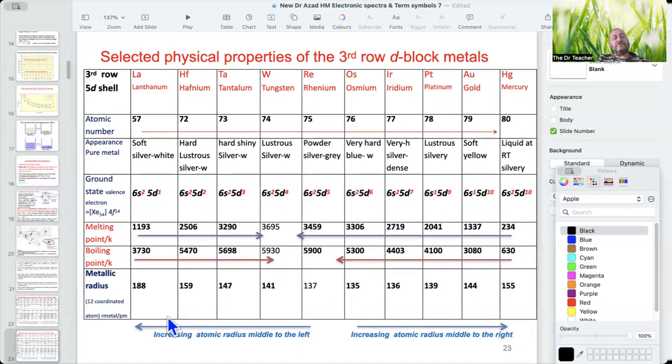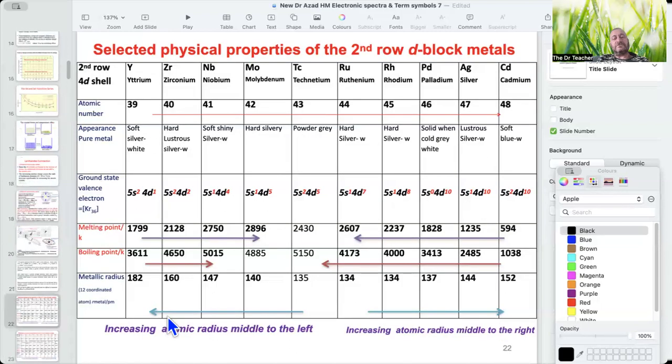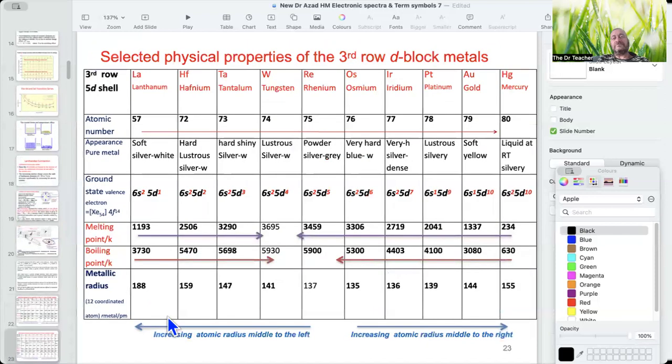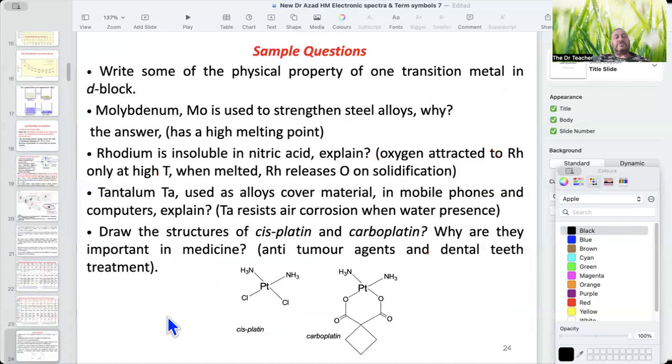Physical properties of the third row are similar to the second row; they are typical. Sample questions you can find here. And I just mentioned the structures of cisplatin and carboplatin. Why are they important in medicine? They are anti-tumor agents and they are used in dental treatment.